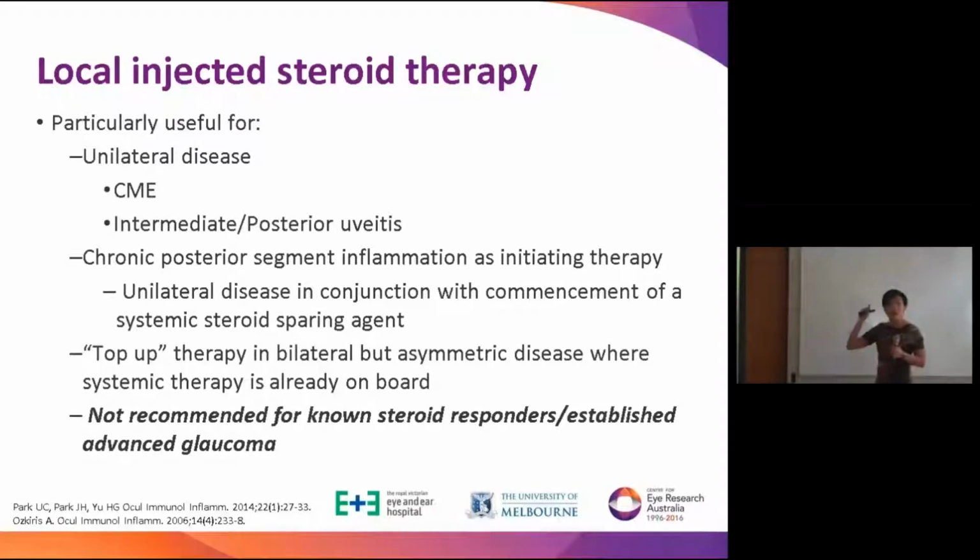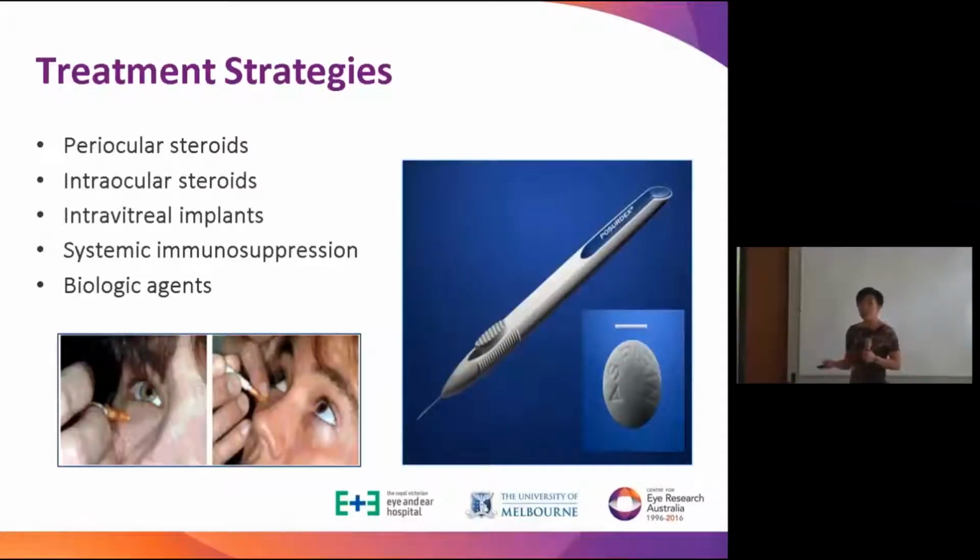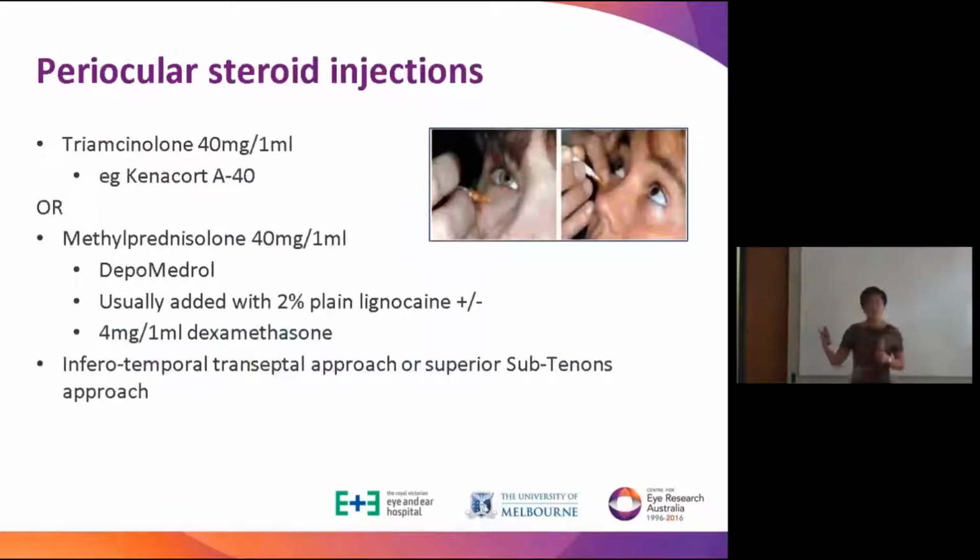Okay, now the one thing to beware of is obviously patients who have advanced glaucoma or are known to be severe steroid responders. So what are our options? Okay, so these are the treatment strategies, and I'm going to really just talk about the injected therapies in this first half of this talk. Okay, so what are we talking about? So we're talking about periocular steroid injections and the implants and steroids.